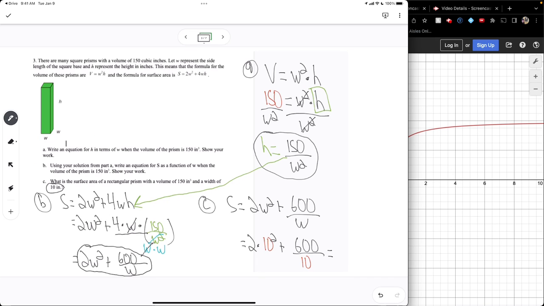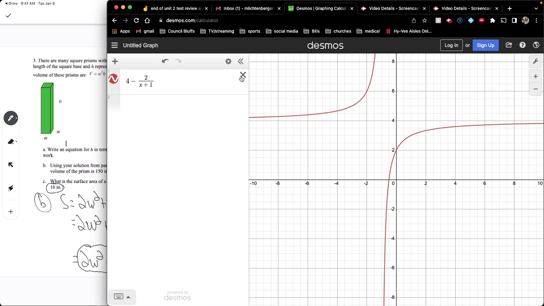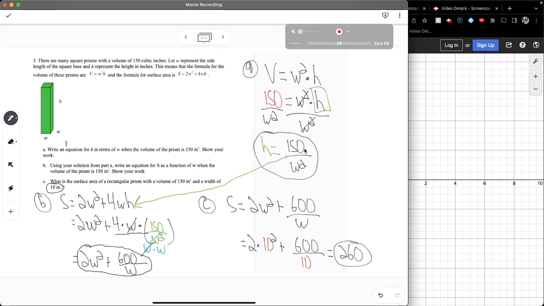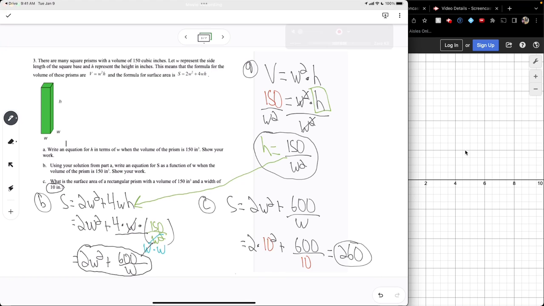So again, we're not going to make it harder than it is. We're all about efficiency. So I'm just going to put this in Desmos to get my final answer. 2 times 10 squared plus 600 divided by 10. So our surface area and our answer for part C is 260. So just to recap with this one, I used my answer for part A to help me with part B, and then I used my answer from part B to help me find the answer to part C.